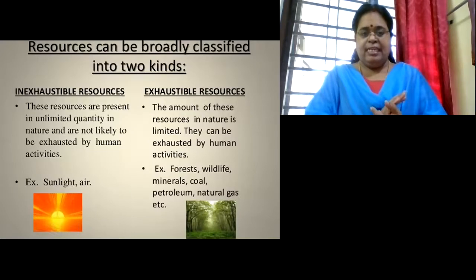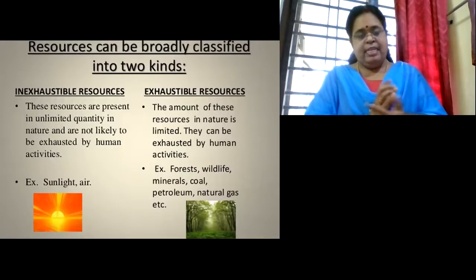As you can see on the slide, examples are sunlight and air. The exhaustible resources, why are they called exhaustible? I told you that the amount is limited in nature. They can be depleted. They can be exhausted by human activities. Examples: forests, wildlife, minerals, coal, petroleum, natural gas, etc. Forest, take the example of forest.